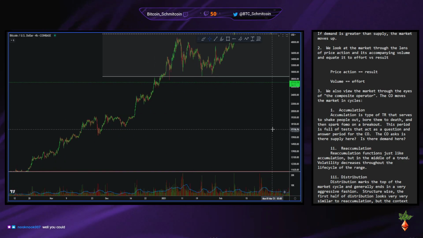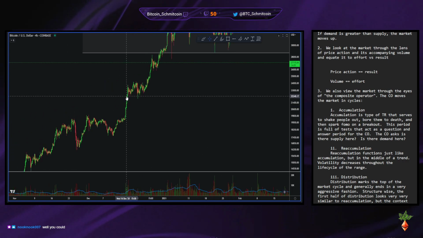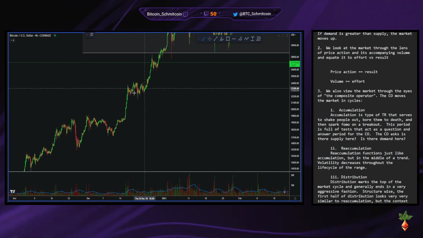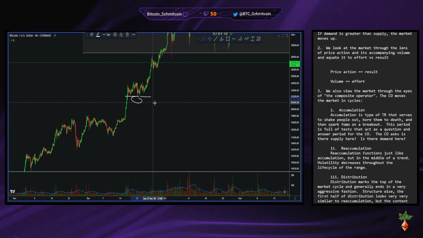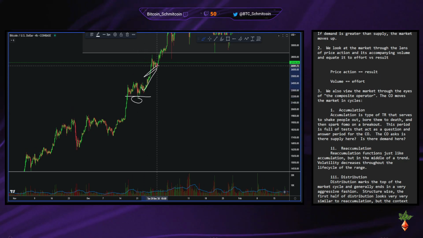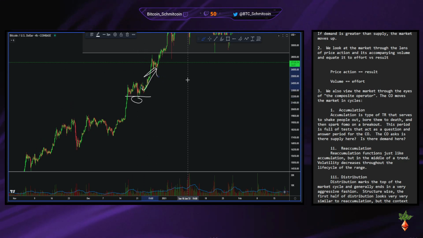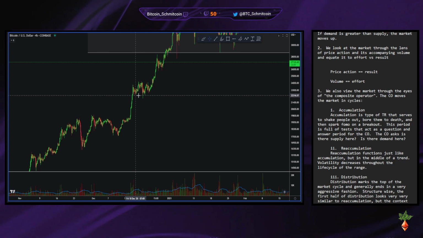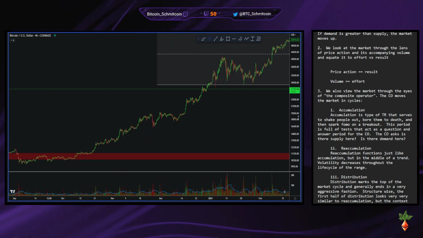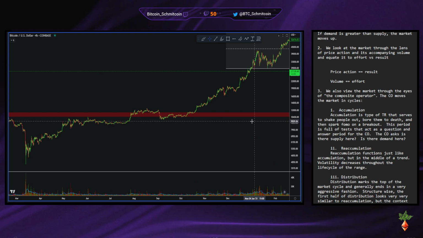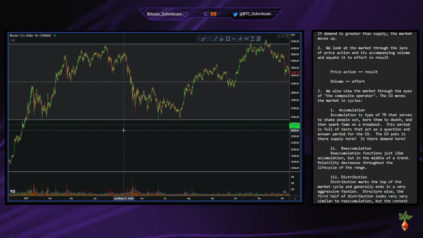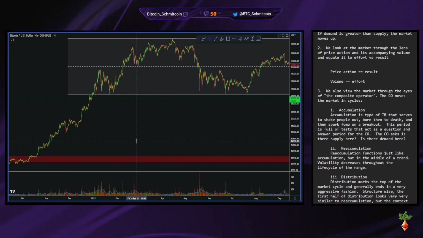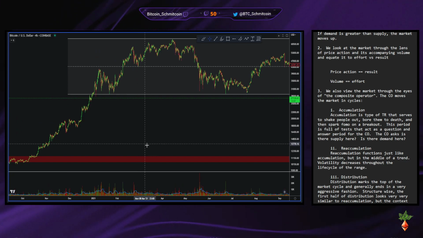Here's an example, reaccumulation, right? Boom. You see the spring, you see the takeoff, boom. And what I like about using trading range analysis is you can couple it with your favorite trend indicators like cloud or EMAs or Bollinger Bands or whatever. It just gives you an added bias to what you're already doing.